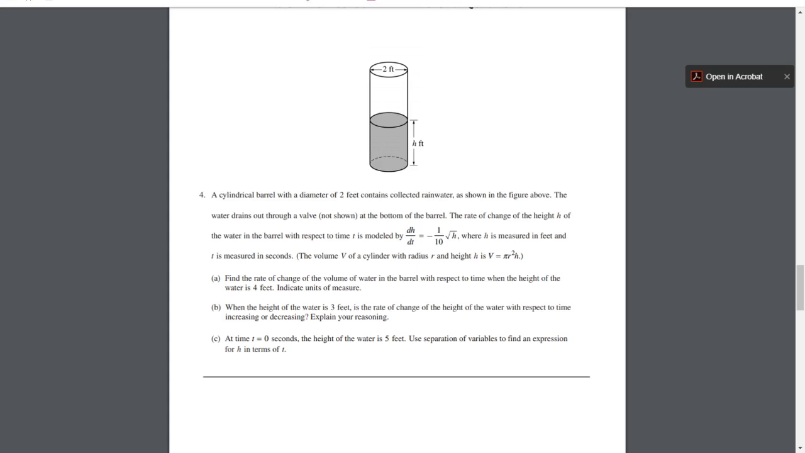The rate of change of the height of the barrel with respect to time is dh/dt equals negative 1/10 square root of h, where h is measured in feet and t is measured in seconds. And then it gives you the formula for volume of a cylinder. Find the rate of change of the volume of water in the barrel with respect to time when the height of the water is 4 feet.